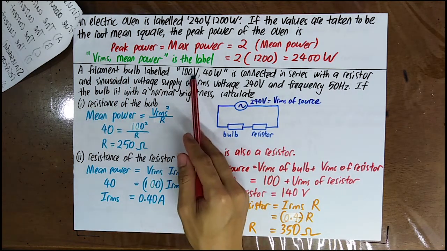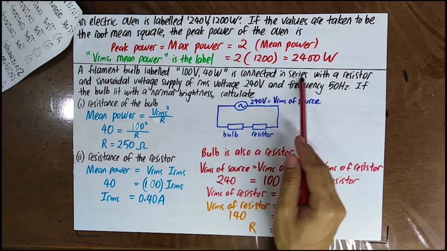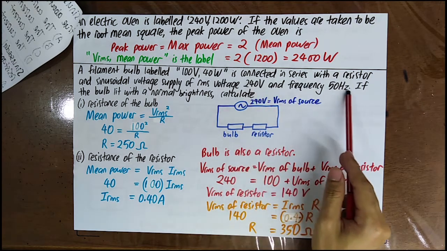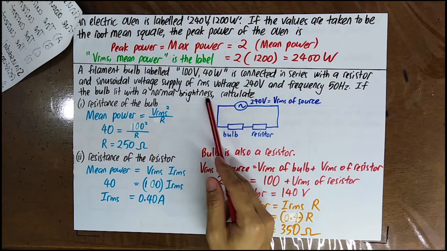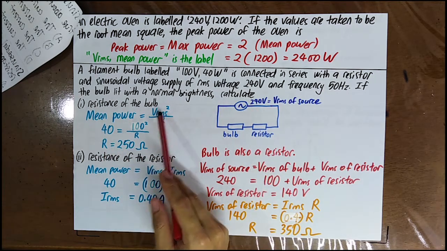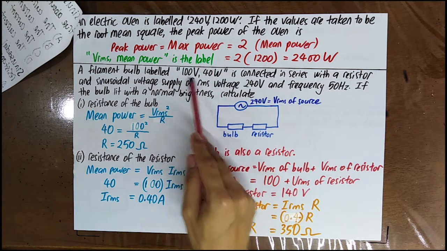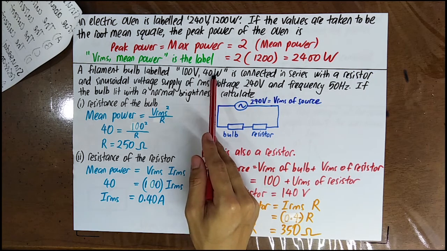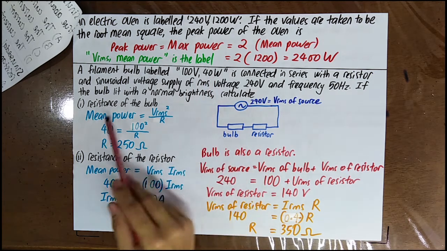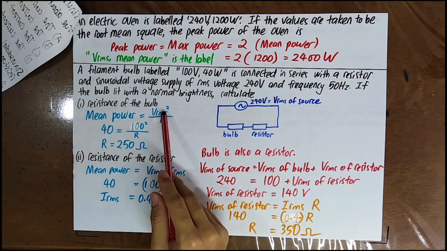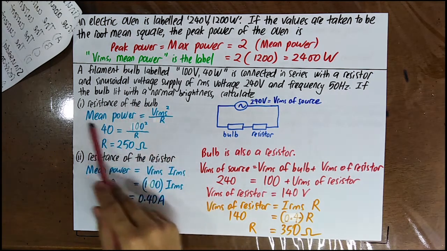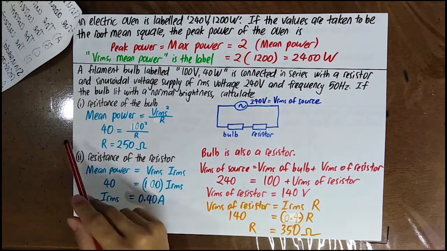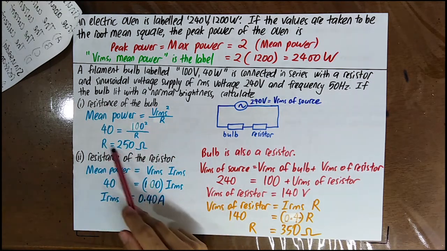A filament bulb labeled 100 volt and 40 watt is connected in series with a resistor and a sinusoidal voltage supply of root mean square voltage 240 volt and frequency 50 Hz. If the bulb lit with normal brightness, calculate the resistance of the bulb. For the bulb, you know the root mean square voltage across the bulb, and you also know the mean power dissipated by the bulb. Then you can use this formula, P equals VRMS squared over R. So please remember the formula for the mean power of the resistor. Then you can get this answer.